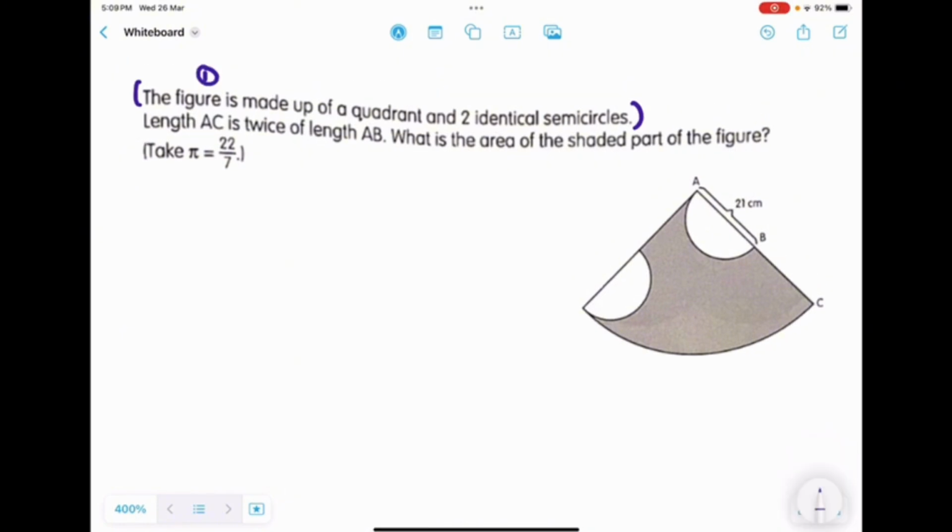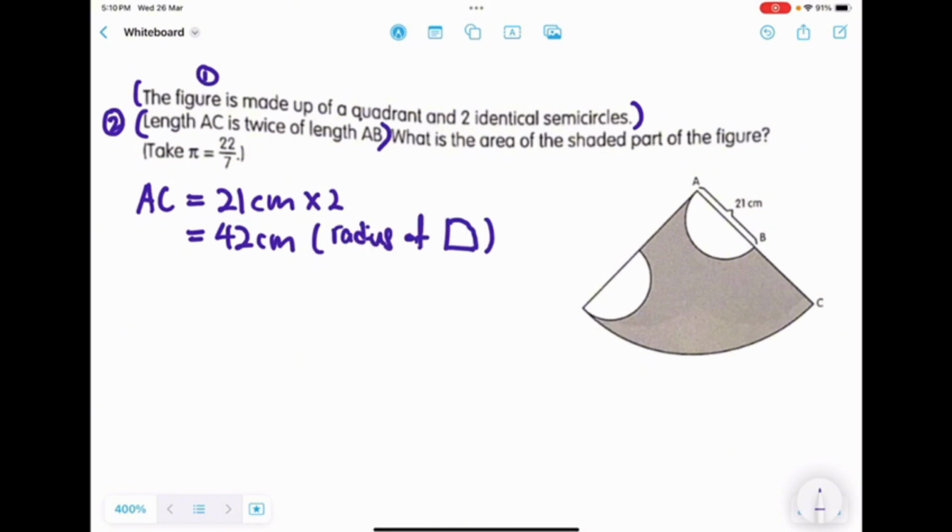Now let's move on to the next sentence. It says length AC is twice of length AB. And looking at my image, it says that AB is 21 cm. So if AB is 21 cm, what I can say is that AC is simply 21 cm multiplied by 2, and that would give me 42 cm. And looking at the image once again, I can see that length AC is actually the radius of my quarter circle. And of course, 21 cm is the diameter of my semicircle.